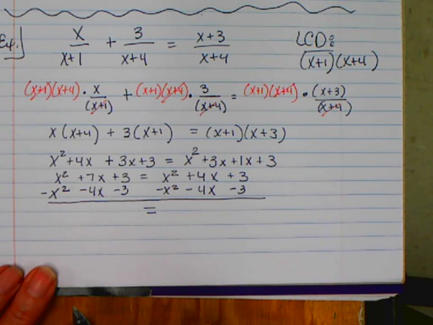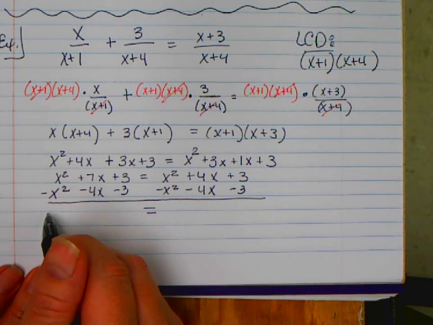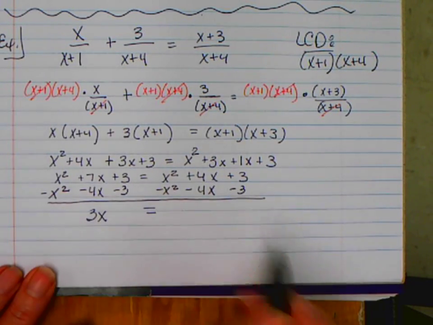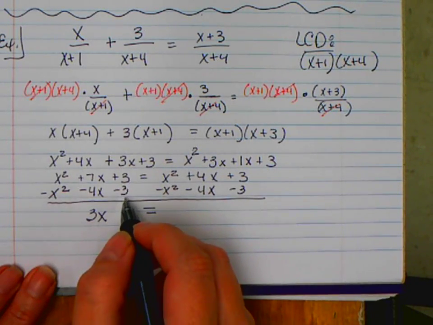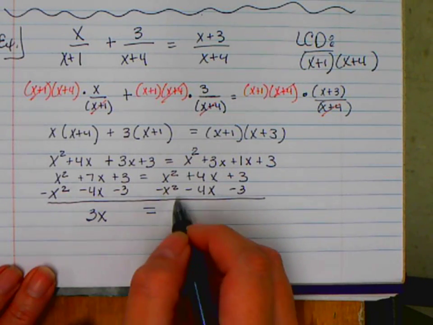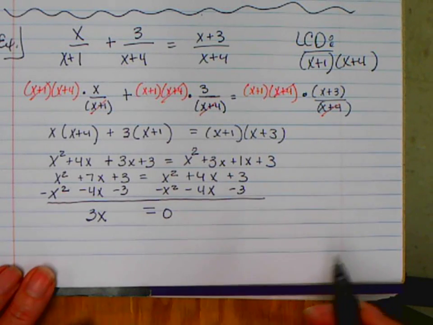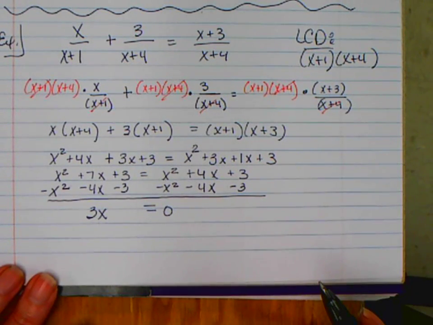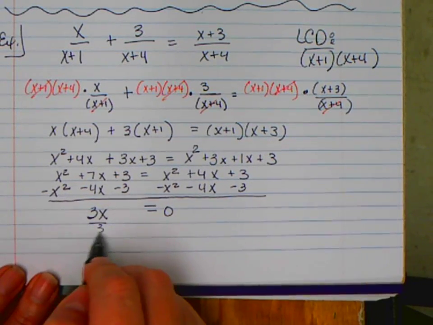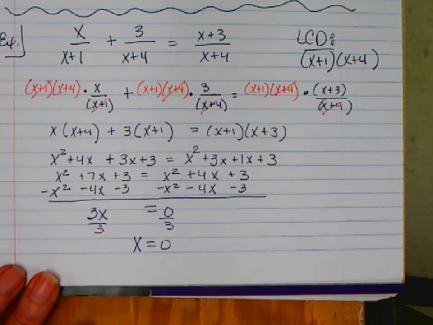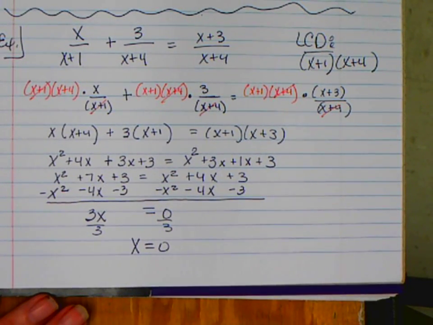Everybody cool with that? So x squared minus x squared is 0. 7x minus 4x is 3x. Positive 3 minus 3 is 0. And then on the right side, everything canceled. So what am I going to do? Divide by 3. And x equals 0. This time I only have one solution.